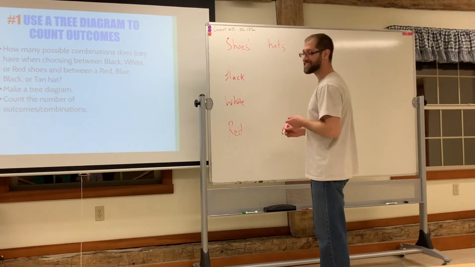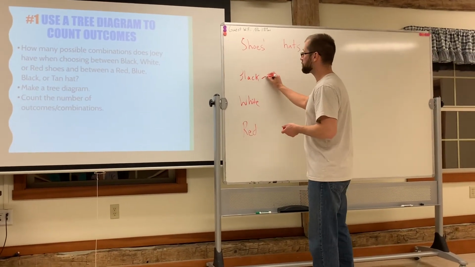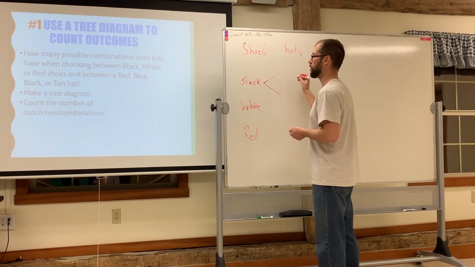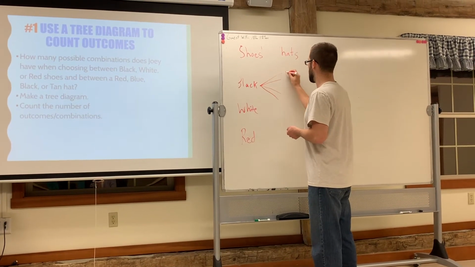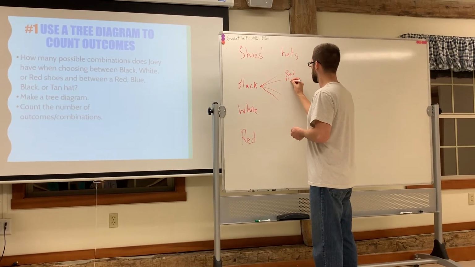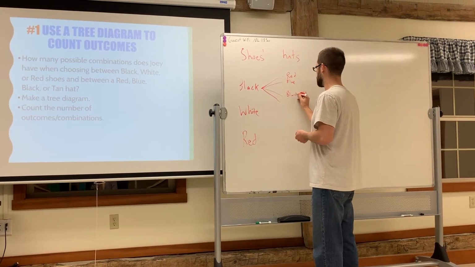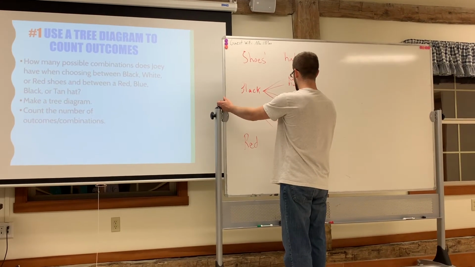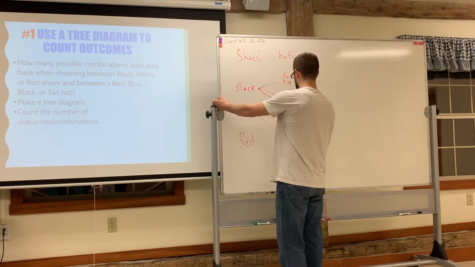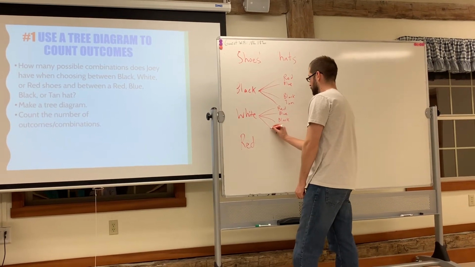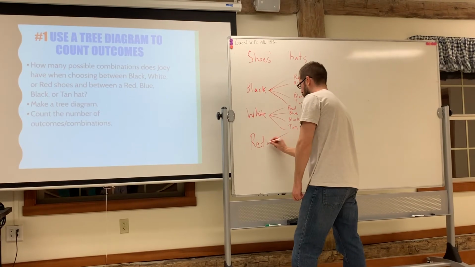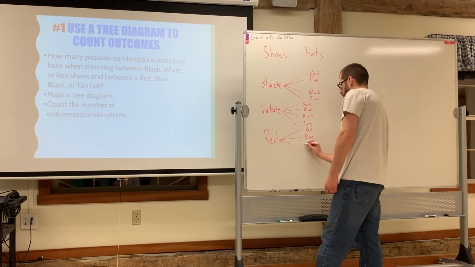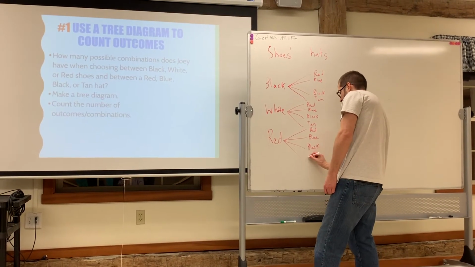Okay, so now that you guys had time to do that, we should have finished it something like this. With the black shoes, you could wear a red, blue, black, or tan hat. With the white shoes, you could have worn a red, blue, black, or tan hat. And with the red, you could wear a red, blue, black, or tan hat.